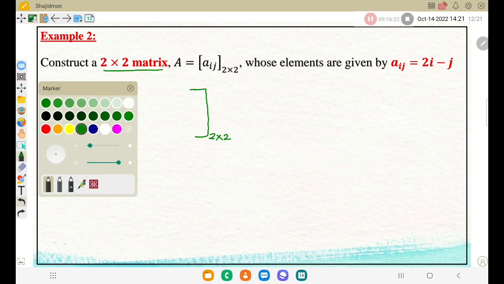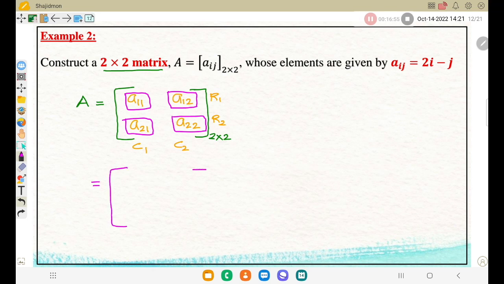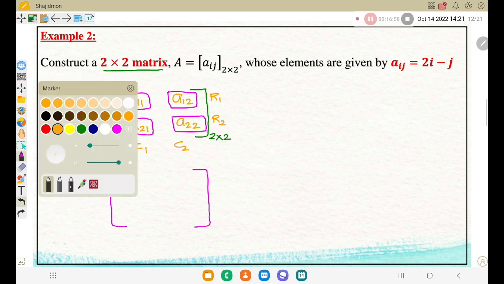Now 2 by 2 means what is the meaning? How many rows? 2 rows. How many columns? 2 columns, column number 2. So how do we generally write a matrix? First number A11, second number A12, third one A21, A22, correct? We need to find these 4 numbers. 2 by 2 means we need to find these numbers, here 1 number and here A22. That means these 4 numbers we need to calculate, correct? We need to find them one by one.